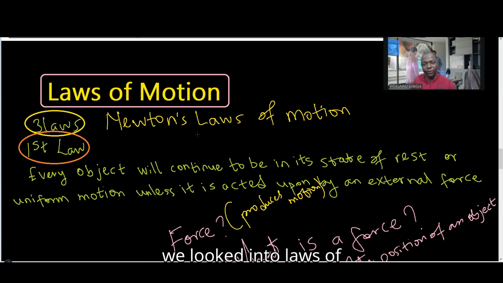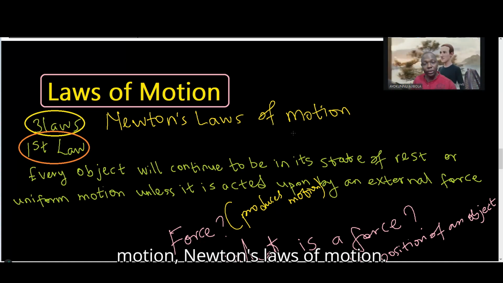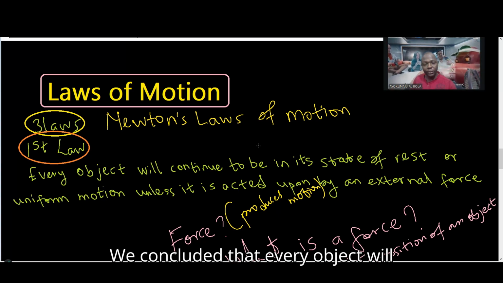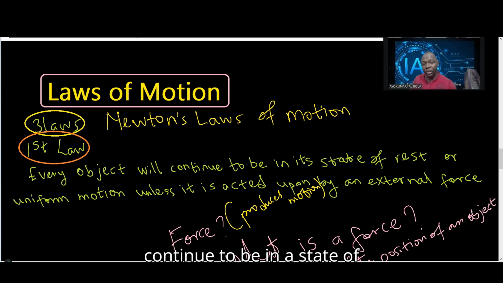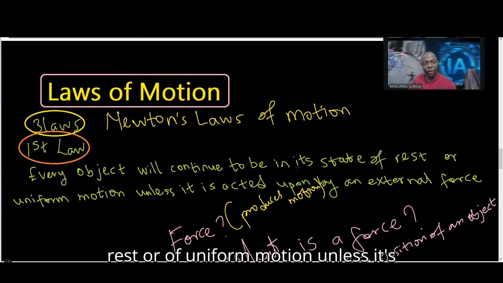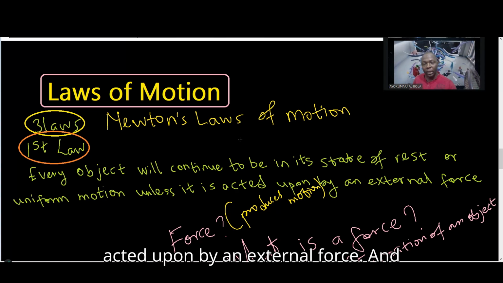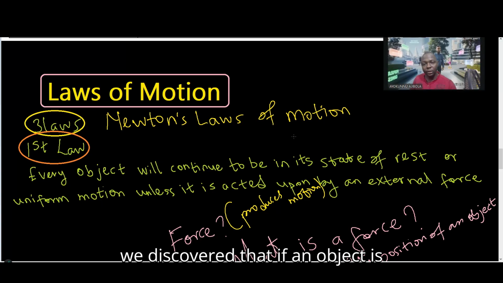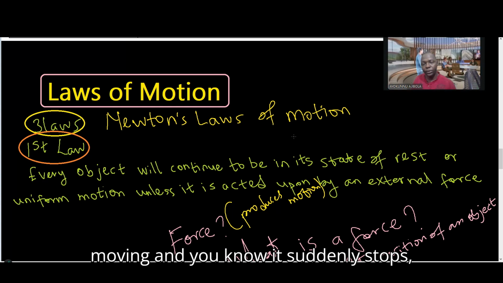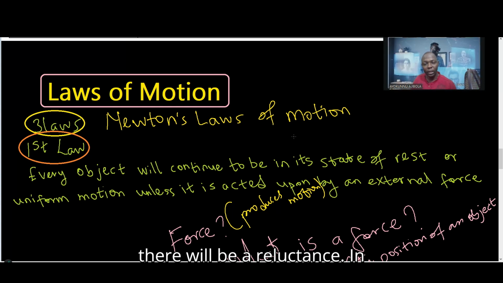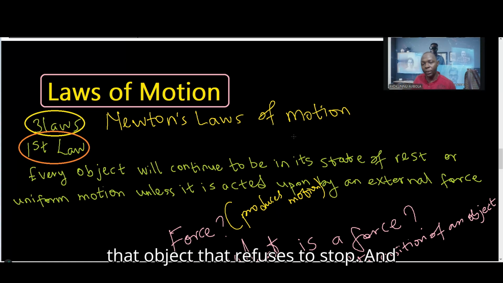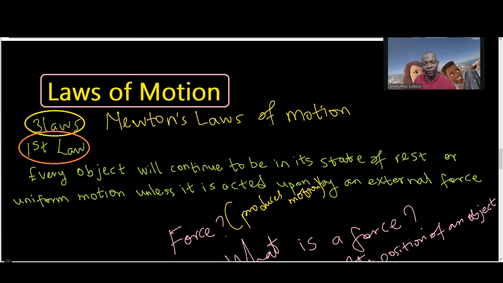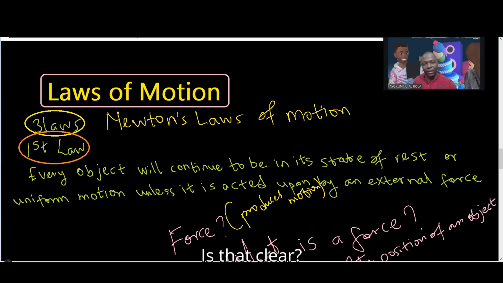During the last class, we looked into laws of motion, Newton's laws of motion. We concluded that every object will continue to be in a state of rest or of uniform motion unless it's acted upon by an external force. And in the light of that, we discovered that if an object is moving and it suddenly stops, there will be a reluctance in that object that refuses to stop, and that is what we call inertia. Is that clear?